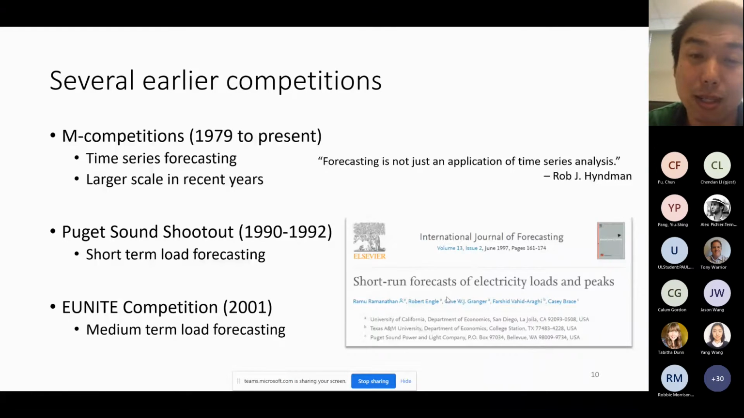That said, they had nothing to do with electricity. They had nothing to do with power systems. But they pretty much brought their econometrics models to solve load forecasting problems.